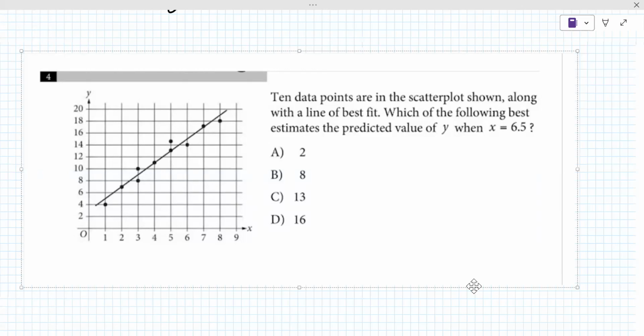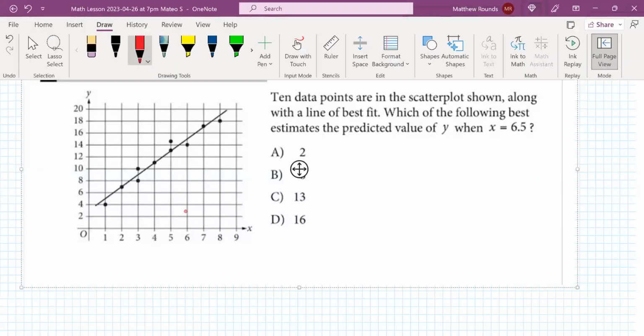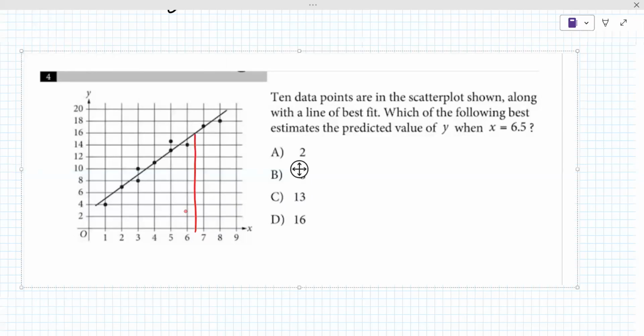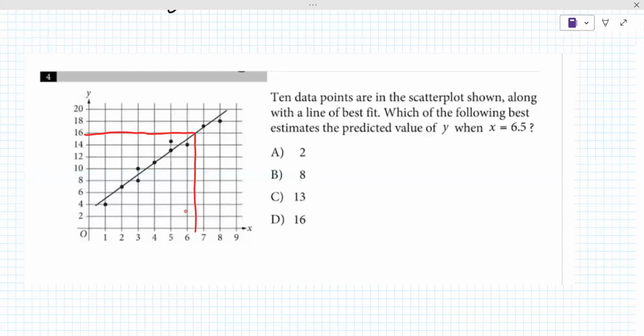All right, I think I got it. 16. Okay, so when x is 6.5, notice I'm not even reading the problem. I'm just going up to where x is and then bouncing and hitting right there. Right. So yes, that is correct. Got it. All right, let's look for another question here. Yeah, here's another question.